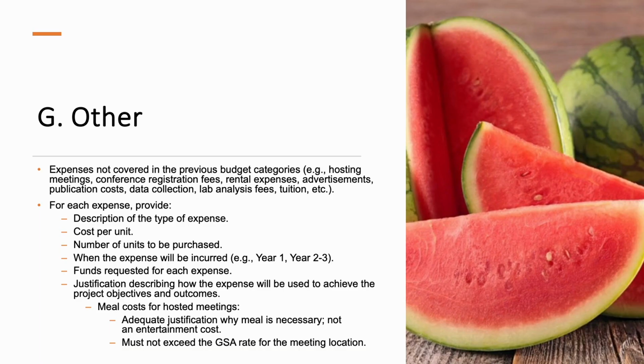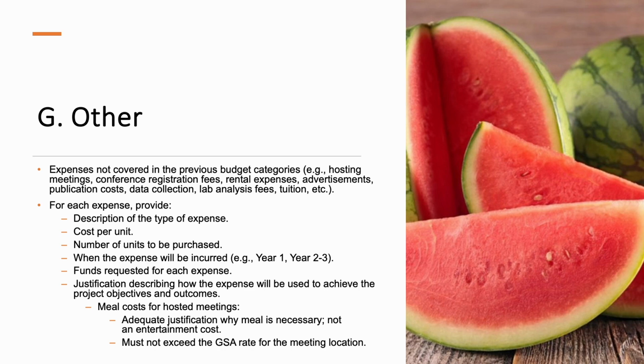Category G is where project-related expenses not covered in any of the other categories should be listed. Expenses listed under this category can include costs for hosting meetings, conference registration fees, rental expenses, printing or postage costs, and publishing project results in professional journals. In the table provided, enter a description of the expense, the cost per unit, the number of units to be purchased, when the expense will be expected, and the funds requested.